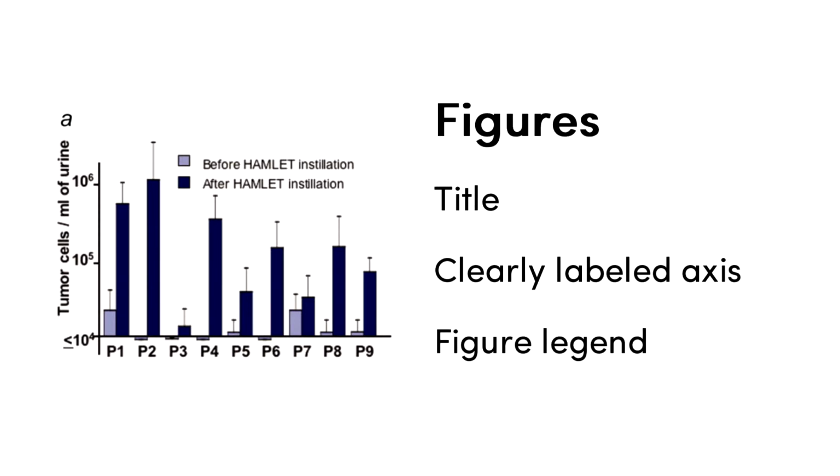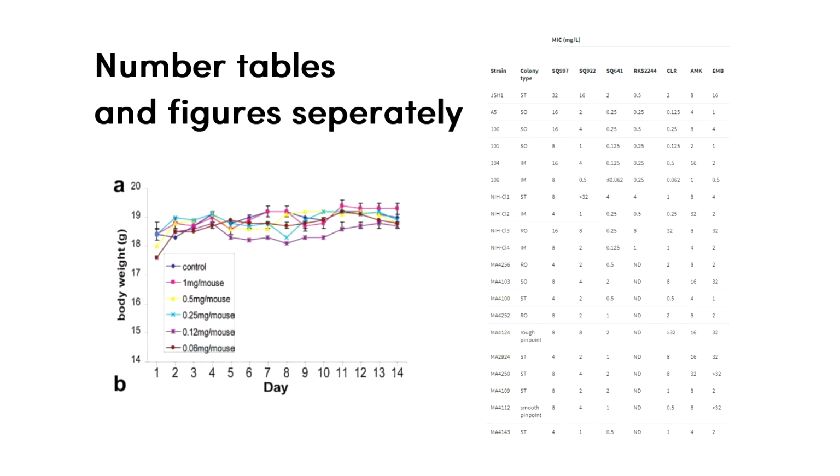Place a creative title at the top. The axis should be clearly labeled with tick marks that are scaled to fit the data. A figure legend should be used to identify the variables of the experiment and the samples tested. Number tables and figures separately. Every figure or table should serve a well-defined purpose and be critical to the overall story of your presentation.